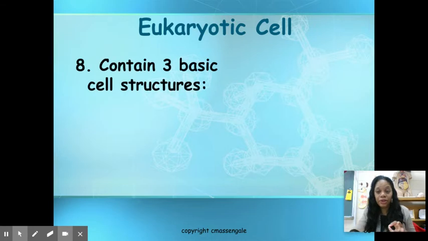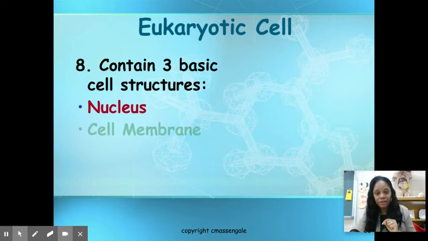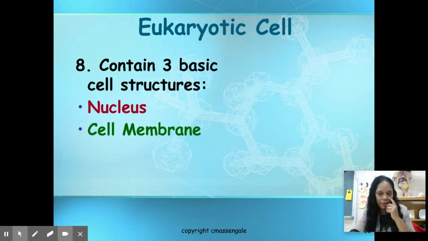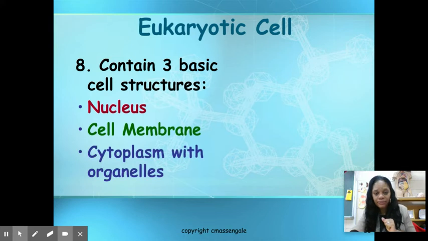Now there are 3 basic structures that all eukaryotic cells will have. They have to have a nucleus. They have to have a cell membrane. Eukaryotic cells will not necessarily have a cell wall. That's a plant cell feature. Well, that's more of a prokaryotic cell feature, but there are some eukaryotic cells like plants that will have a cell membrane and a cell wall. But at the very minimum, they have to have a cell membrane. They will have cytoplasm with organelles. And I'll leave that there for just a second.